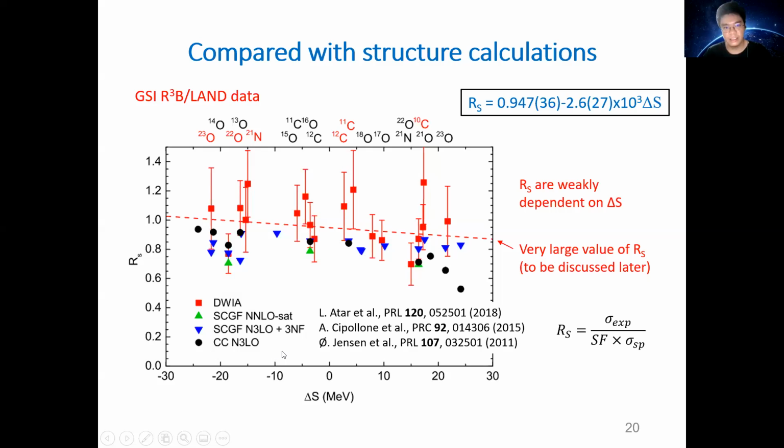So now for the other ones, like the green, the blue, and the black dots. This is using the ab initio structure calculations, SCGF and coupled cluster, using several kinds of chiral interactions. And you see that if you replot them with this y-axis scale, and also use the experimental data for the separation energies, you can see that they are also weakly dependent on delta S, and the slope is by no means a very steep slope like the nucleon removal.